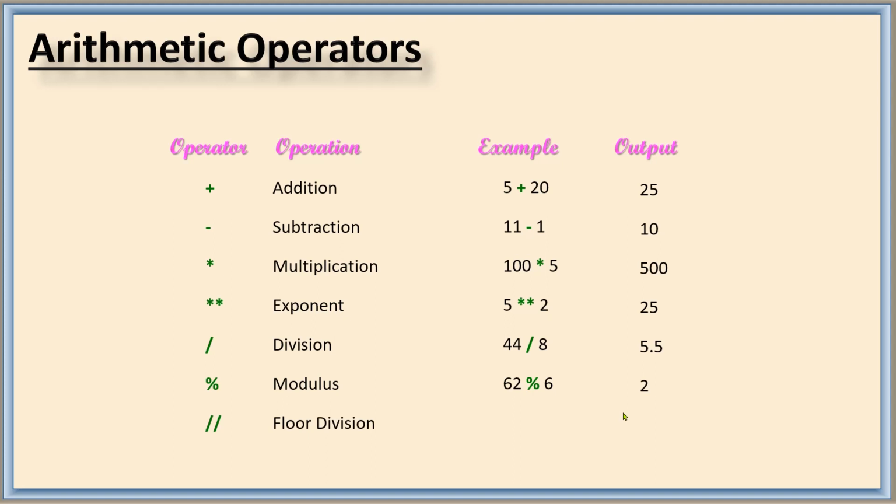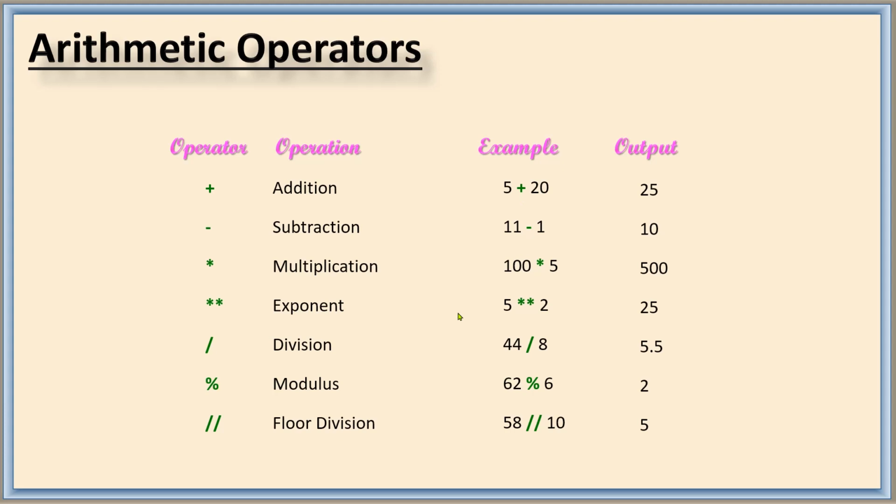Next we have floor division. Floor division is nothing but it divides, leaves the decimal places and gives only the integer value. For example, 58 floor division by 10. Actually, if it is normal division, it will be 5.8. It will not take 0.8 and it gives only 5 as the result.